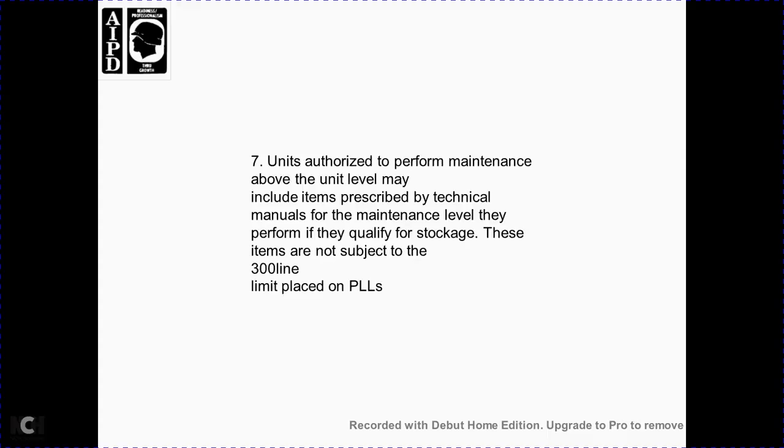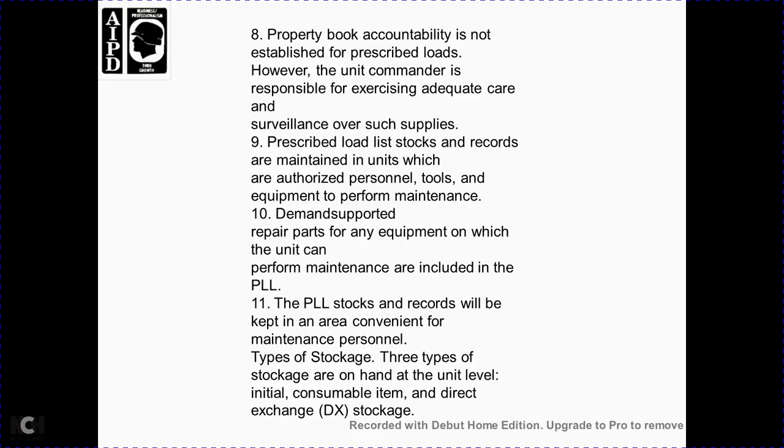Units authorized to perform maintenance at unit level, to include the prescribed technical manuals of maintenance level to perform the quality of the storage and items, must not be subject to the 300-line limited prescribed load list. Property book accountability is established for the prescribed load.